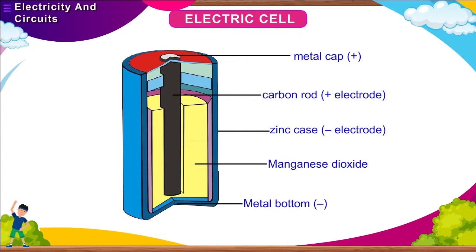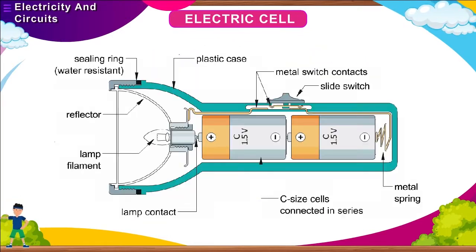There is a chemical present inside the cell which acts as an electrolyte. This is used up in the process of generation of electricity. When it is completely over, the cell stops working.